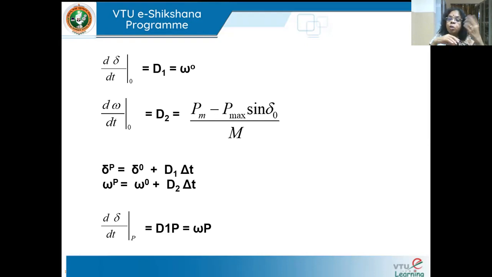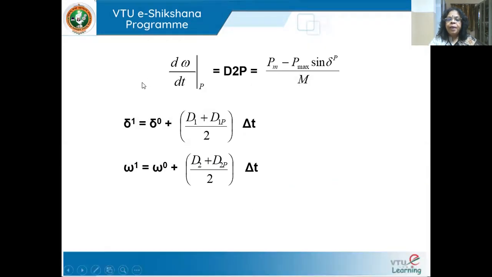If the post-fault network is the same as pre-fault, when will it be the same? Supposing I don't clear any line. If the fault is cleared without a line outage, then the pre-fault network and post-fault network will be the same. So I need to calculate Pmax for the pre-fault network, for the network during the fault, and for the post-fault network. Three values we have to calculate. Then I calculate the intermediate values of delta P, and I calculate d delta by dt with the intermediate values. And then I update delta and omega in the next iteration. Clear? This algorithm we know.